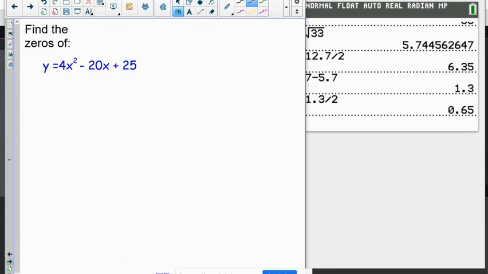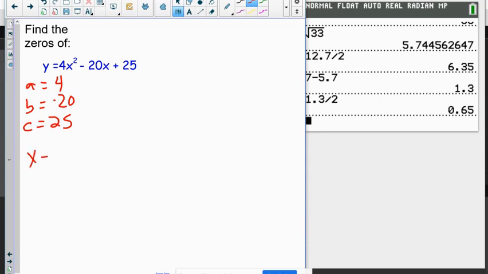Okay. Very last example. y equals 4x squared minus 20x plus 25. So notice that a is 4, b is negative 20, and c is 25. Now, if you want, you could press pause now and try this yourself, and then check your answer with me in a minute.